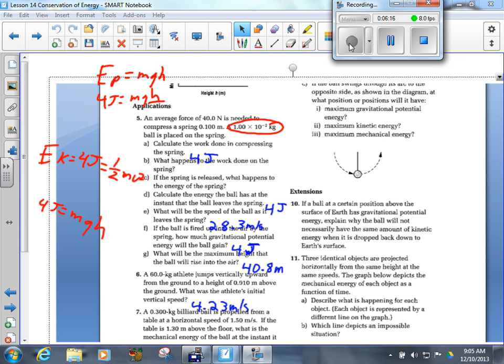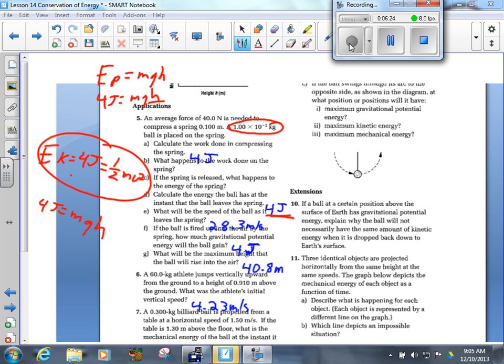Okay. For part E, what we do is we say that it'll have 4 joules of kinetic energy, so we set 4 joules equal to 1/2 mv squared, and we solve for v. Okay, and when we do that, we get 28.3.